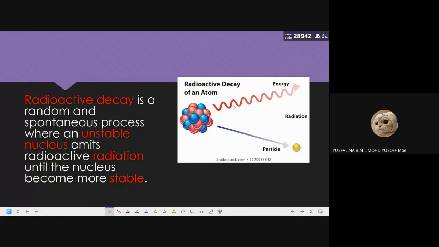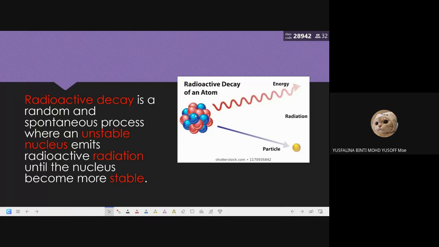Radioactive decay means, say I have a thorium here, and the thorium is not stable. You can take any example of a radioactive substance. The nucleus of the thorium is not stable and wants to become stable. In order to become stable, it needs to release radioactive radiation. There are three types that can be released: alpha, beta and gamma.